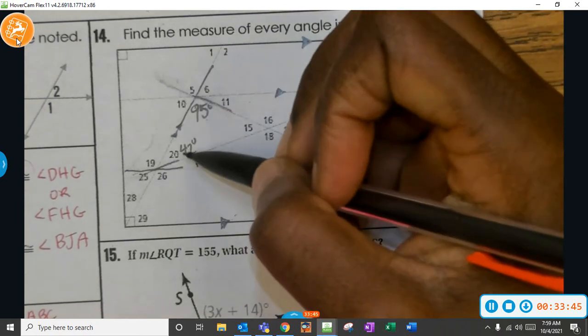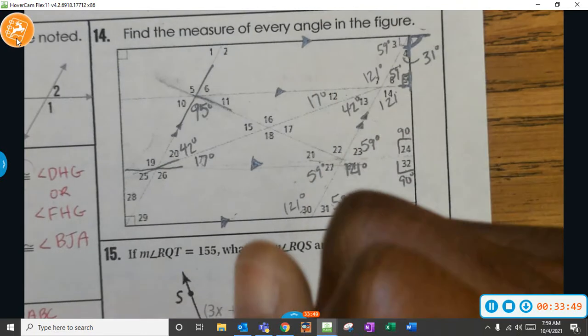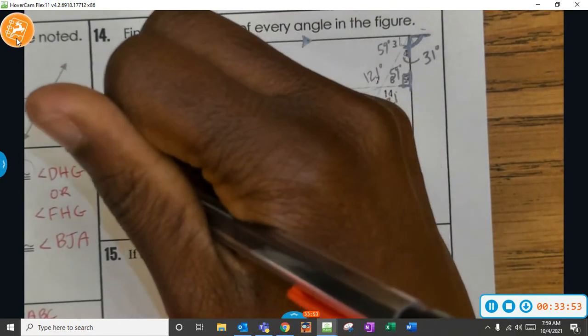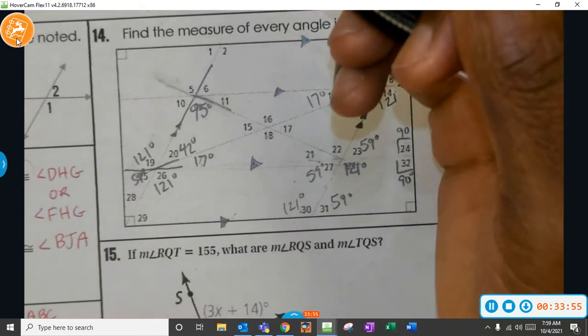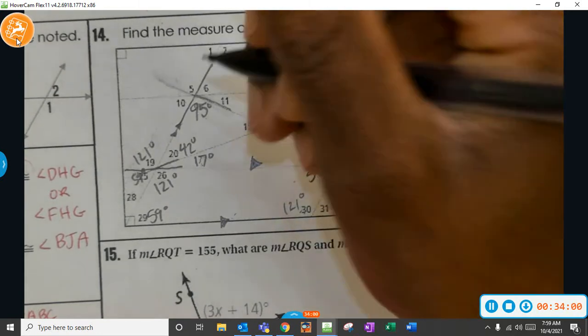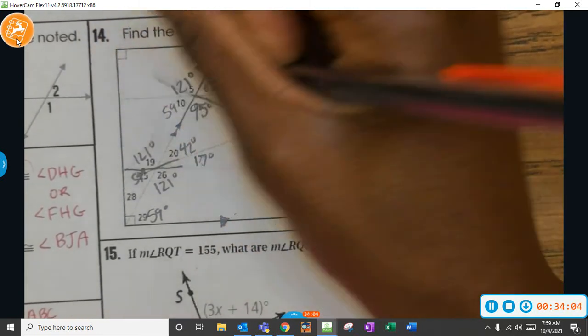Okay, so now we have this together as 59. So the angle next to it is 121. So we're back to our 121s and 59s. And up here, 59, 59, all of 5 is 121.